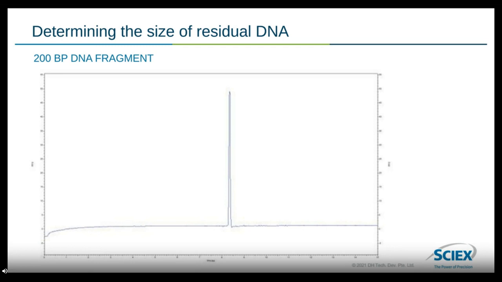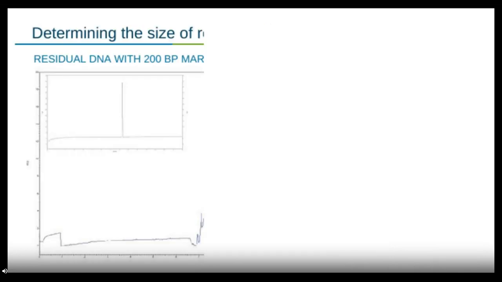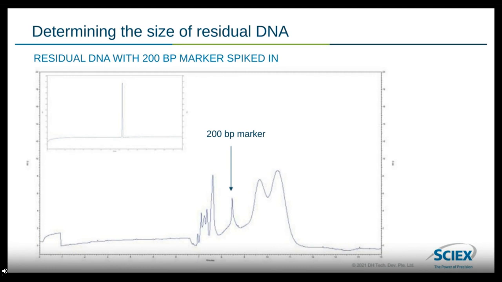So what else can we do? Why not just spike the marker into the sample itself? It can give us a clear marker of that 200 base pair threshold we want to be under, ideally. And it allows for really the simplest of integration because you have a well-defined peak right there at 200 base pair. And we have complete confidence in the results we obtain.